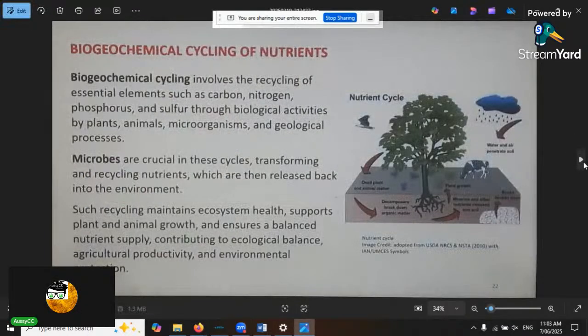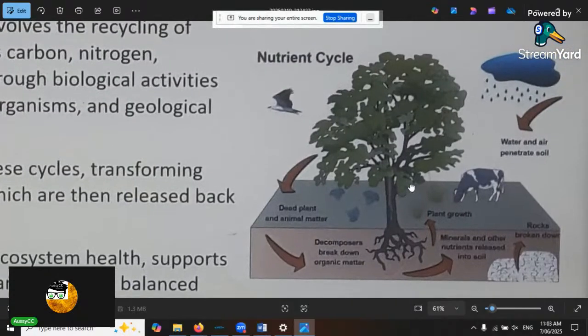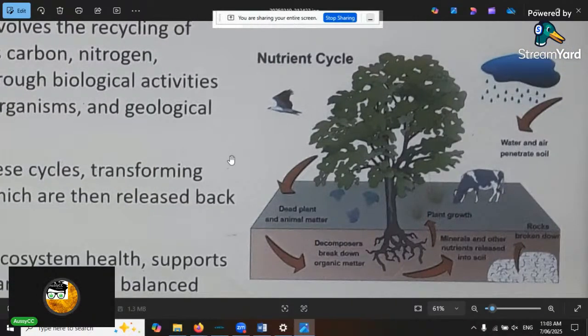Biogeochemical cycling of nutrients involves the recycling of essential elements. Bio means living, geo means earth, chemical means, well, nutrients. So all of those things cycling together. And the microbes, they play the crucial role because they do all the breaking down and transfer, recycling of the nutrients. And on the little nutrient cycle, what's that showing? Water and air penetrate, okay, just a very, very easy nutrient cycle.